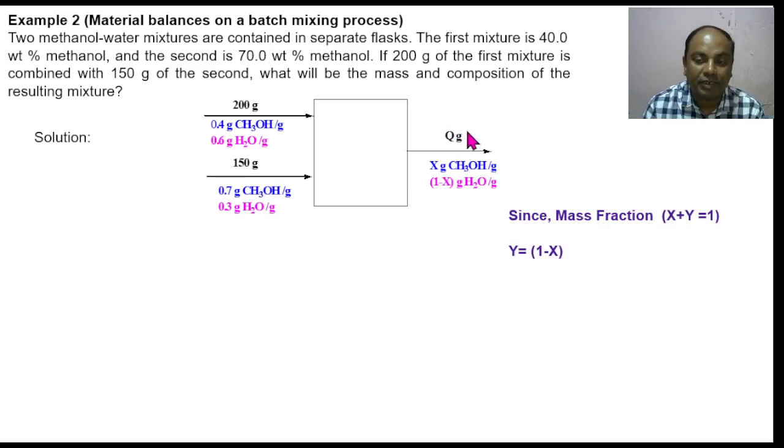Okay, 1 minus x is the mass fraction of water present in the resulting mixture. So here what we have found out and corrected, and what we have put in the flow chart, is the data that is given. We have correctly put all the information on the flow chart. So how many unknowns are there? There are 3 unknowns.